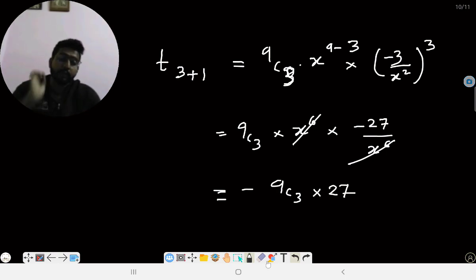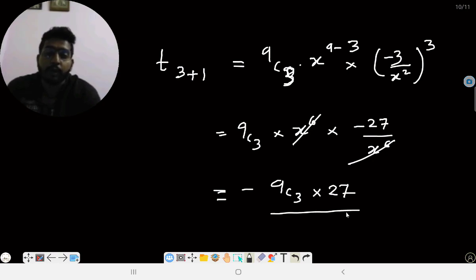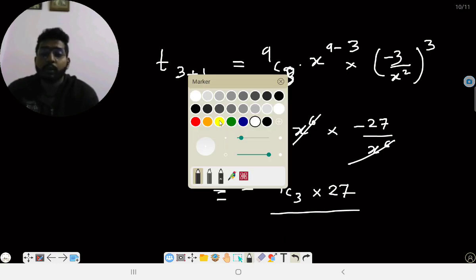Now we can see this is the independent of x term. The term is 9C3 into 27. For 9C3 we can use the nCr formula and find the value, or you can use a calculator to find the value of this. So this is the way to find the independent term. Now similar to this we'll solve another problem.